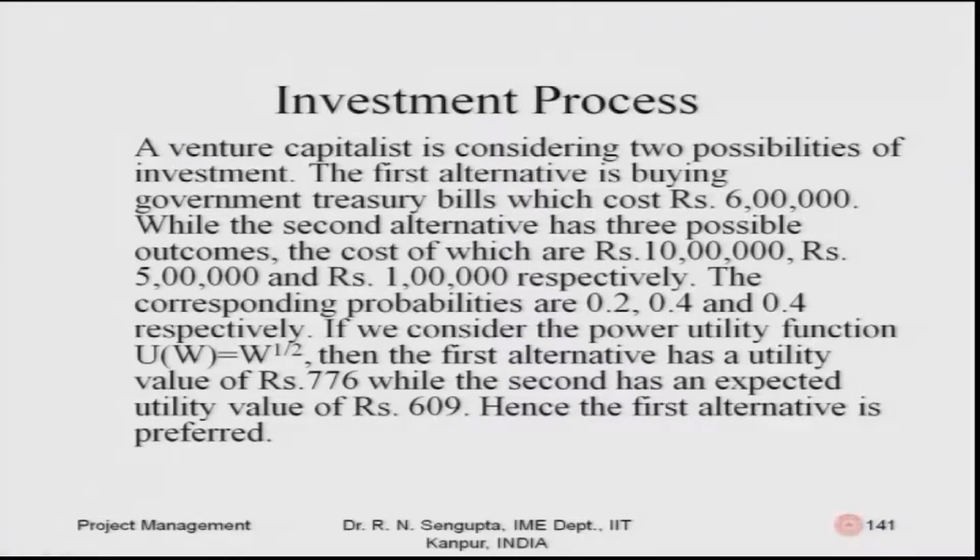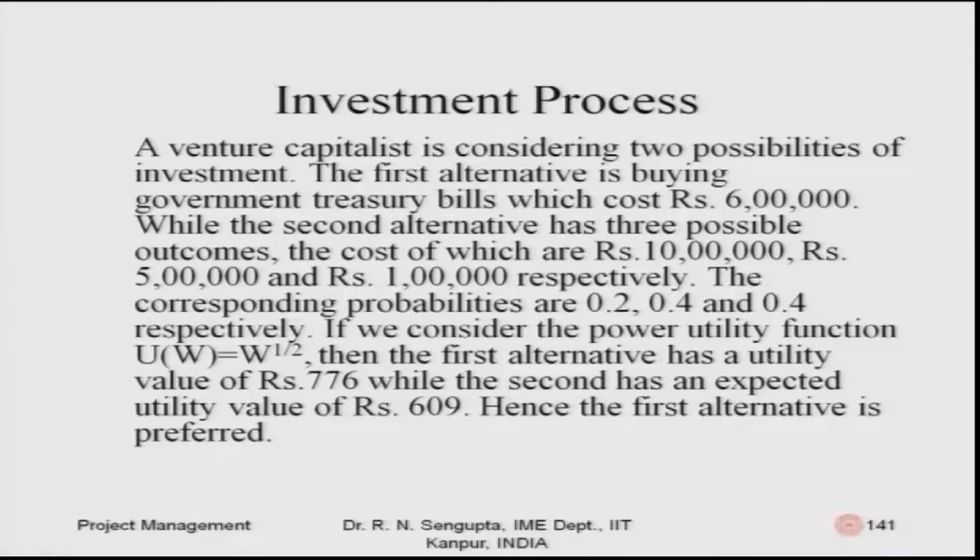Consider the utility is quadratic. So, the first alternative has a utility value of 776. Why is it 776? Government treasury bills do not have any risk, which means the probability is 1. So, if I want to find out the expected value, it will be square root of 6 lakhs multiplied by 1, which will give me a value of 776. You can find it through calculations.